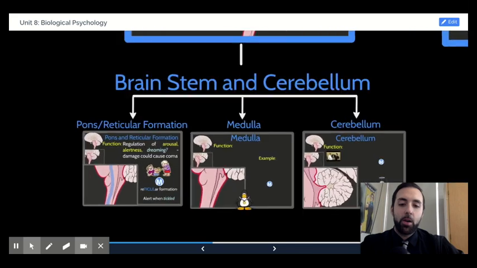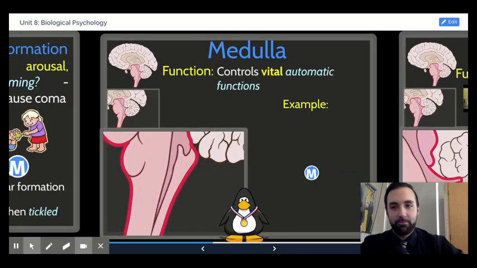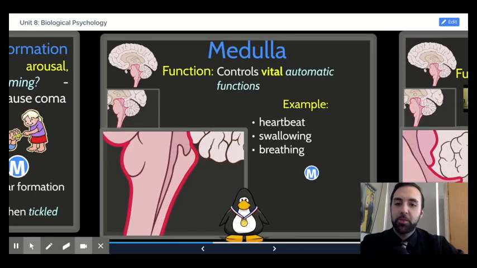Proceeding onward is arguably one of the most important regions of your brain. Not that all regions of your brain don't have some degree of importance, but if you were to damage your medulla, it would very quickly produce catastrophic, probably lethal consequences. Your medulla is responsible for controlling automatic vital functioning, things that you don't have to sit there and think about, things that just sort of happen behind the scenes.